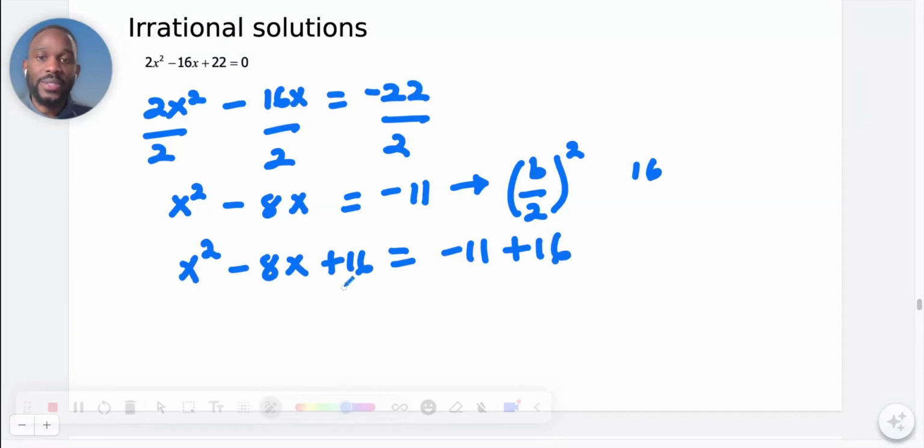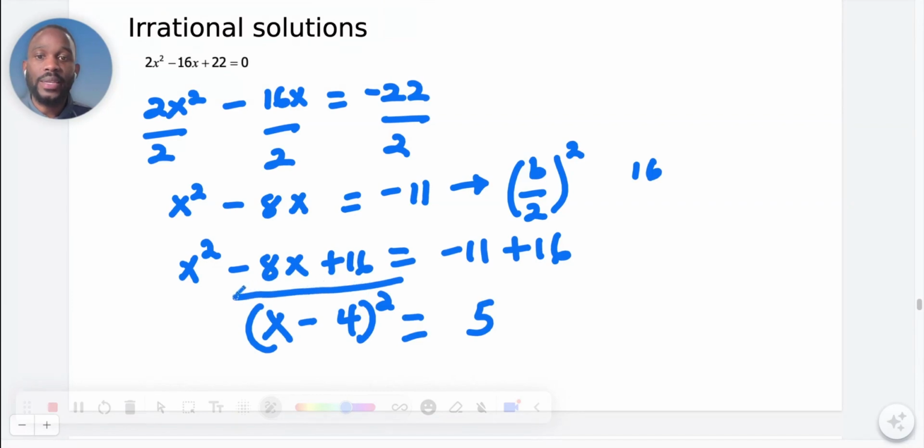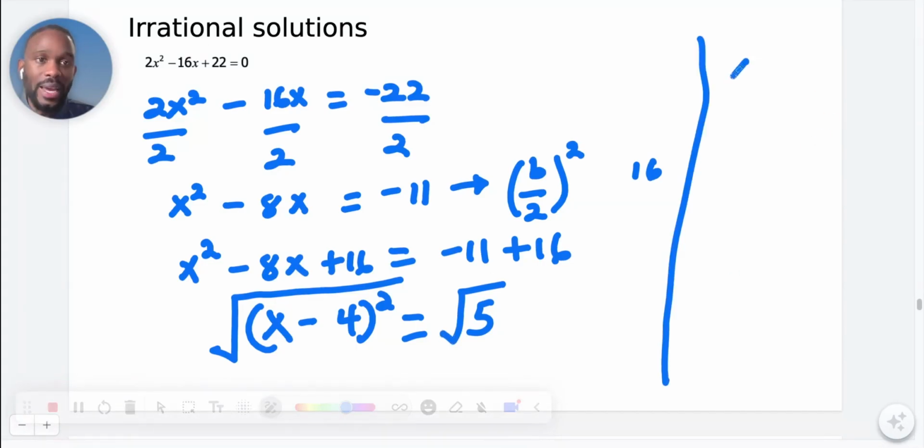This is a perfect square trinomial. So to factor it, you just get x minus, you see this minus? It's minus half of b. x minus 4 squared is equal to 5. So at this point, get the square root of both sides of the equation. Then you'll have x minus 4 is equal to plus or minus the root of 5. Remember, the square root is plus or minus. So take the negative for the other side of the equation.